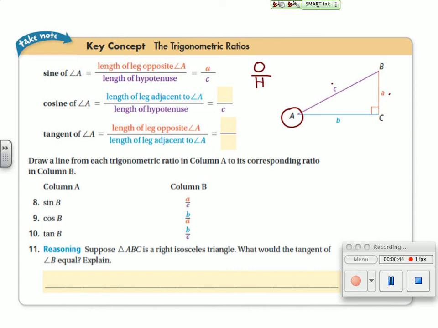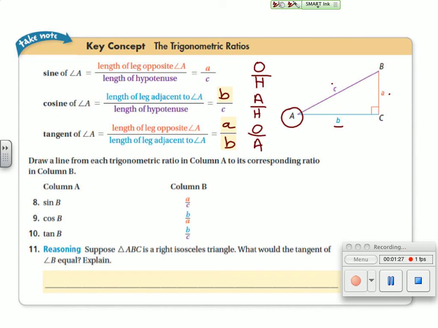Look at the cosine of angle A. Now we're looking at the length of the leg adjacent to angle A, which is side B, divided by the length of the hypotenuse C. Or we could look at this as A over H. And finally, we have tangent of angle A, and the tangent has everything but the hypotenuse, so it's the length of the leg opposite angle A, which is side A, and the length of the leg adjacent to angle A, which is side B. And we could look at this as opposite over adjacent, or O over A.